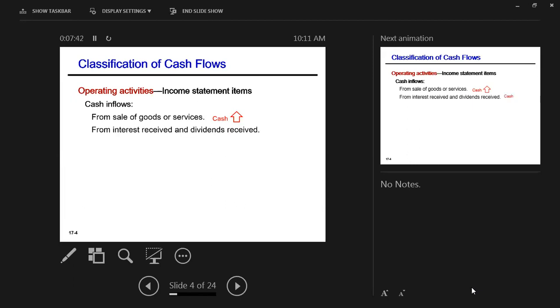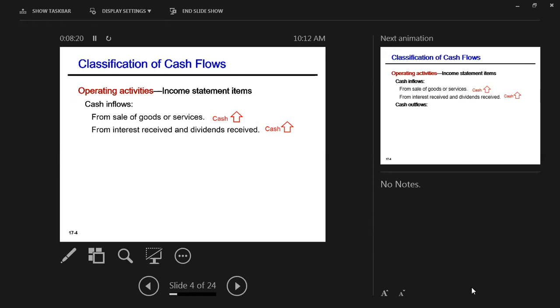If you receive interest or if you receive dividend, it is also your revenue. Do you understand? You receive interest, it is your revenue. You receive dividend, it is also your revenue. And if you receive cash today, you have to record it under cash flow statement under operating activities. So these two examples are cash inflows for operating activities, and these examples are related with revenue. And the revenue should be connected with cash.